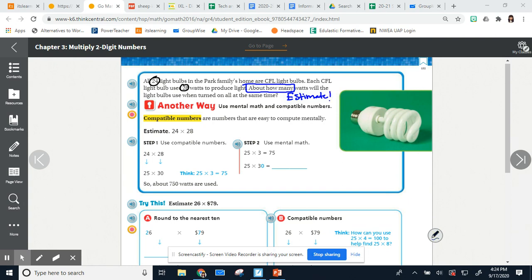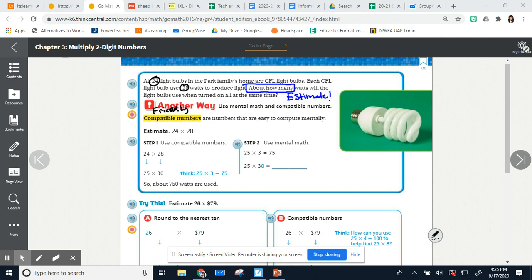Okay, this time we're not rounding, we're using compatible numbers. Compatible numbers are numbers that are easy to compute mentally, so you can do them in your head. I also like to call these friendly numbers. Friendly. Okay, so now we're going to estimate using compatible numbers here.